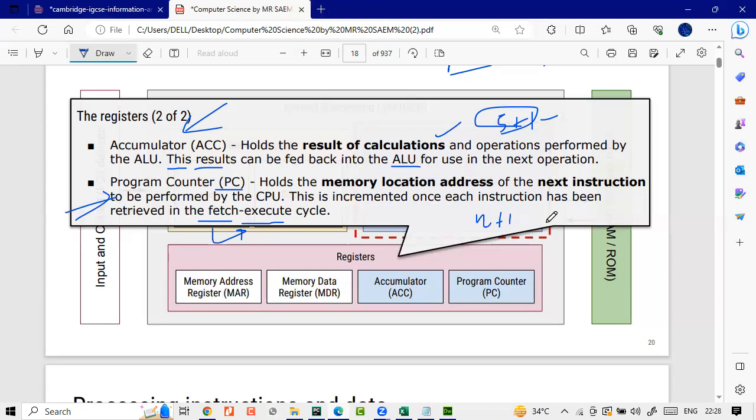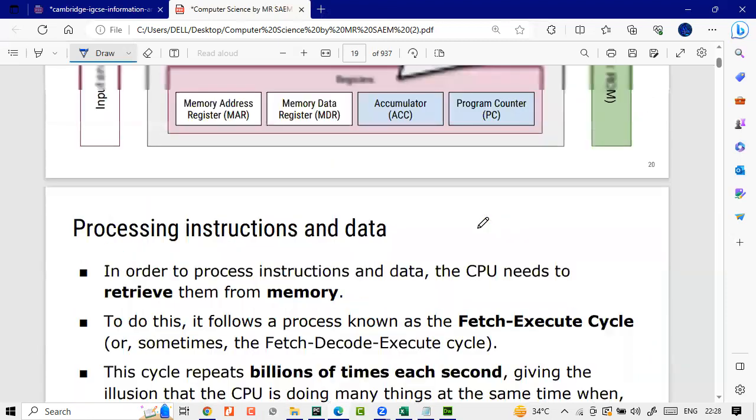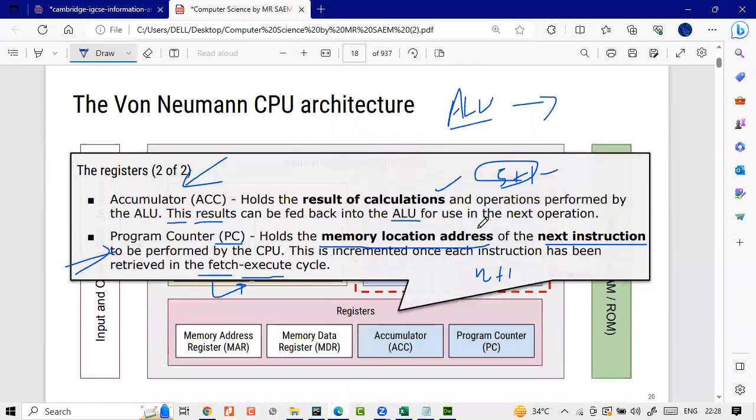Anyway, that's an advanced topic. I don't want to get into that. But in simple terms, the program counter holds the memory location address of the next instruction. That's it. Whatever next instruction has to come in, it will hold its memory address location. So these are just four basics that you're supposed to know.